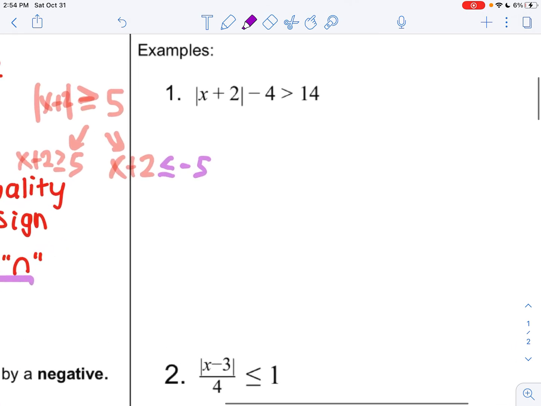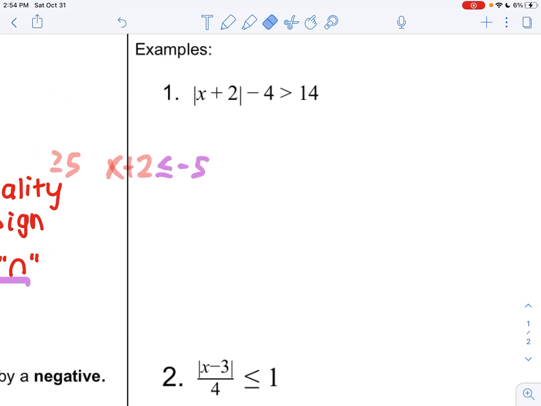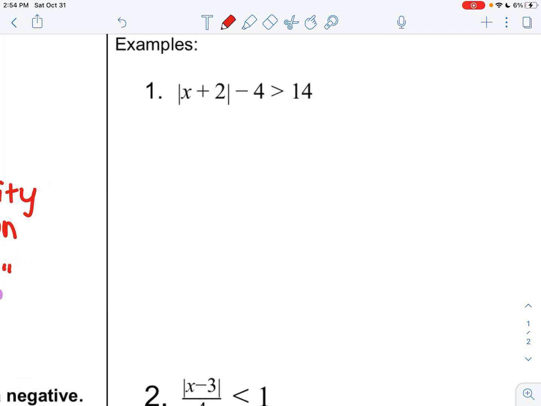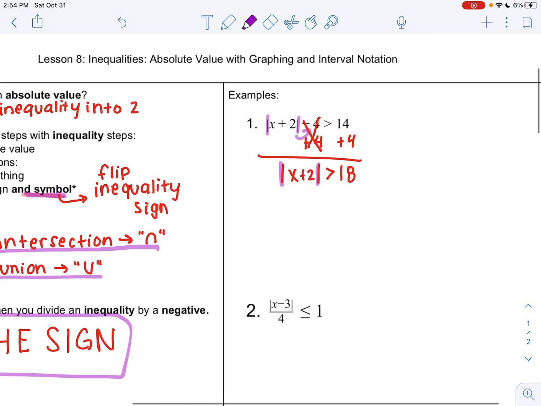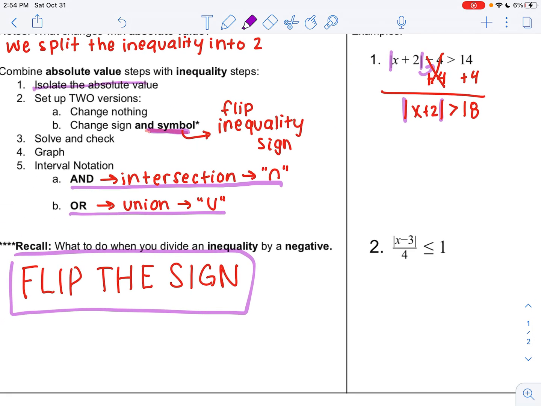So let's take a look at this example. I'm going to erase this part that I added here, so that way we can follow the steps here. So remember, the first step is to get the absolute value alone. So we're going to get this all by itself. So the first step is to add 4. This cancels, and now we have x plus 2 is greater than 14 plus 4 is 18. Now this absolute value is isolated. There's nothing before it, and there's nothing after it. Remember here, we always look after and we see there's a negative 4, so we need to move it to the other side. Now that was step number 1.